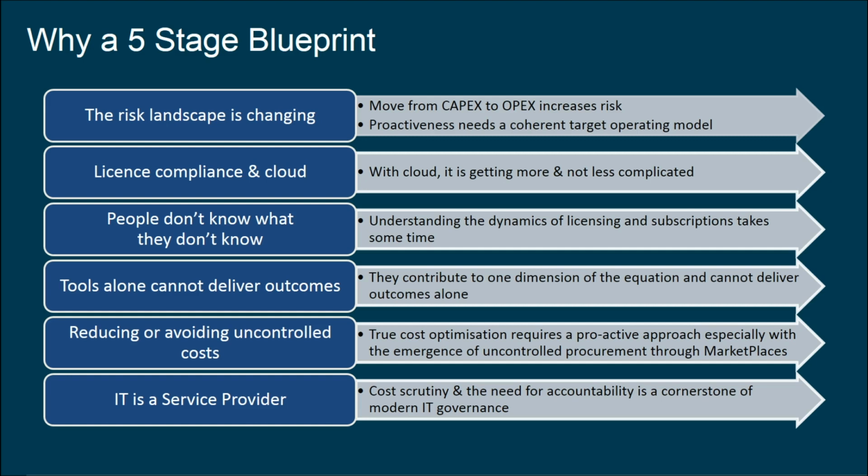So proactiveness is the key word, and clearly a coherent target operating model is required to meet those demands. And as we go into that OpEx world of cloud and subscription spend, the realm of license compliance in cloud also changes. It is getting more complex. What you thought you could use on-premise is not necessarily what you can use in the cloud. And the industry is littered with examples of customers caught short by major assumptions made on what they bought in the past being usable in platforms for the future.